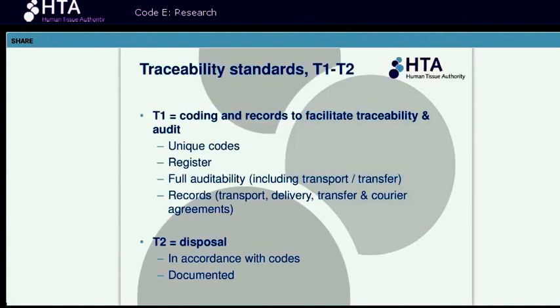Standard T2 now covers the disposal requirements, which really has just standards that make sure that disposal is linked to the advice in the codes, and also that it's documented. And there's some general guidance in the notes about disposal records and documentation to support those standards.